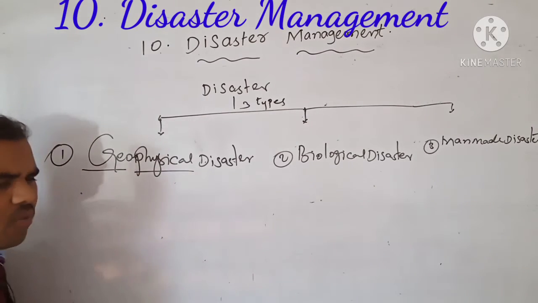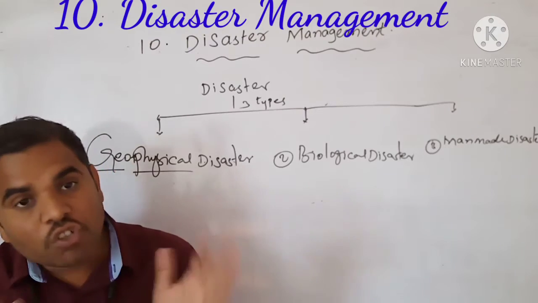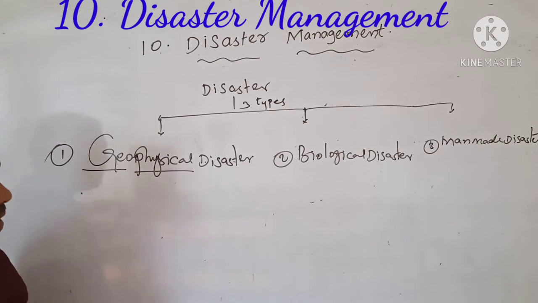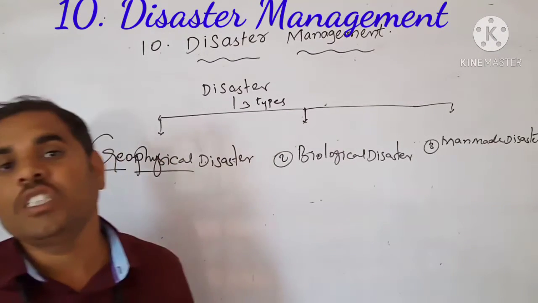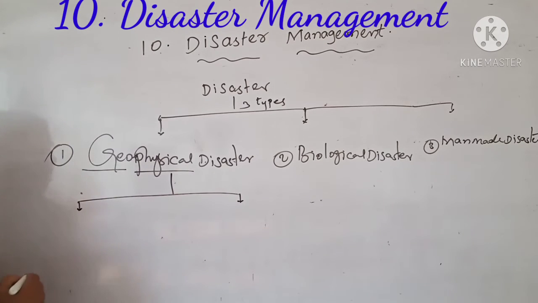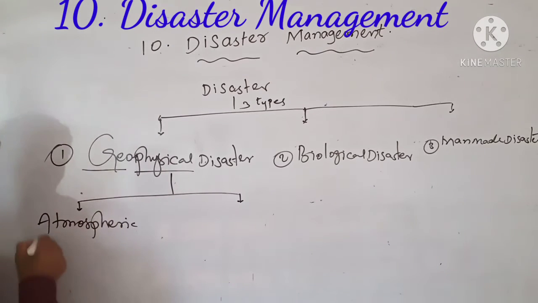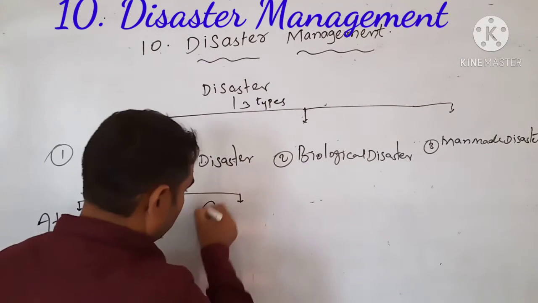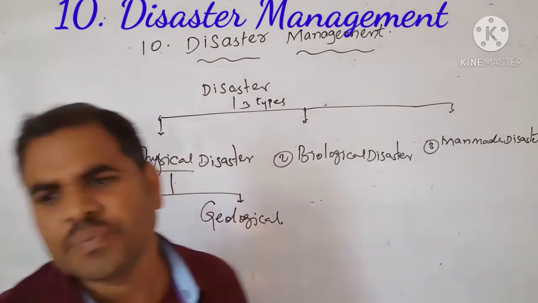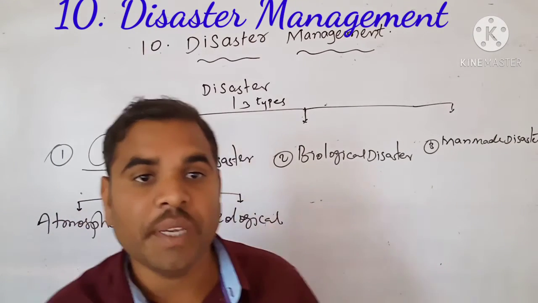What is geophysical? Our geography, geological. It is a geophysical disaster, again divided into two types. One is atmospheric disaster, another one is geological disaster. What is atmospheric disaster? It is changes in the atmosphere. Changes in atmosphere we are calling atmospheric disasters.